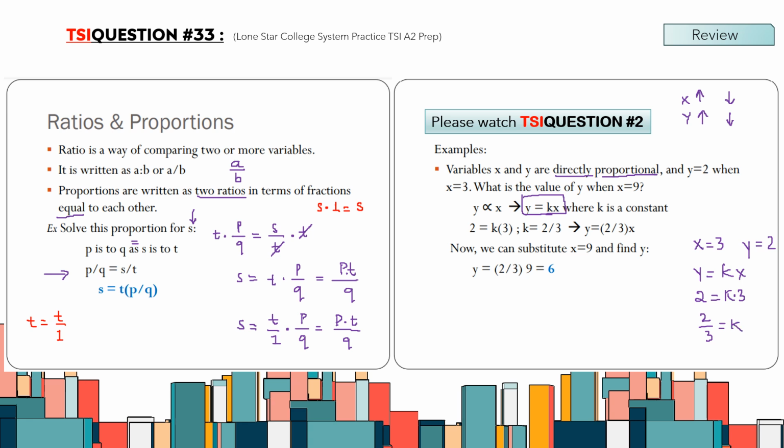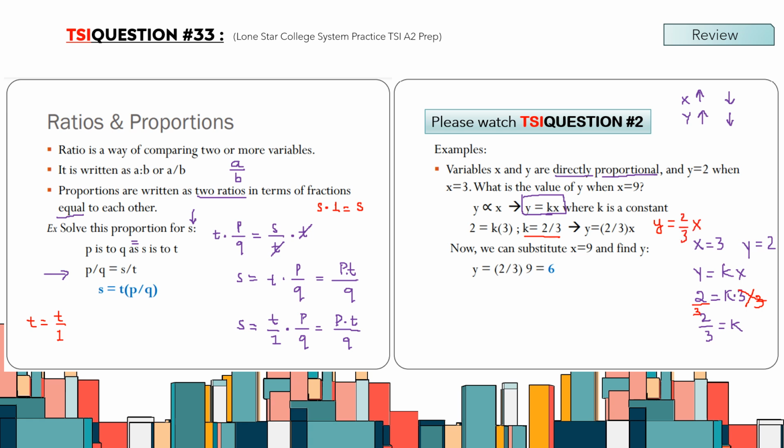In this step, you divide both sides by 3. So the 3 is gone, because 3 divided by 3 is 1, and 1 times k is k. Dividing both sides by 3, you have 2 over 3. So k equals 2 over 3. Then you plug it into the formula: y equals 2 over 3 times x.